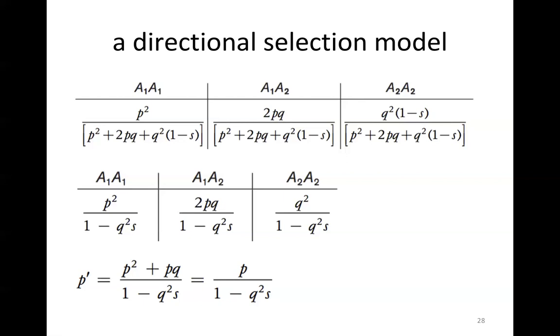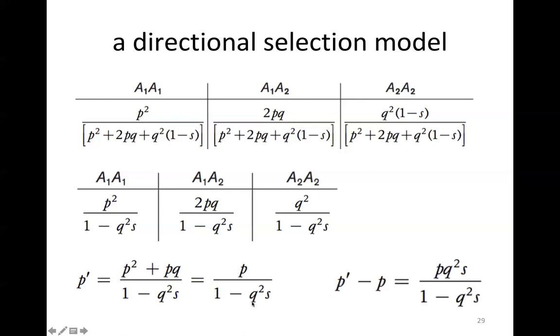So let's look at this value. If S is a positive value, this will be overall larger than P itself. The result of this division will have a higher value, because here the denominator will be smaller than 1. If the denominator is smaller than 1, then P prime will have a value greater than P, obviously.